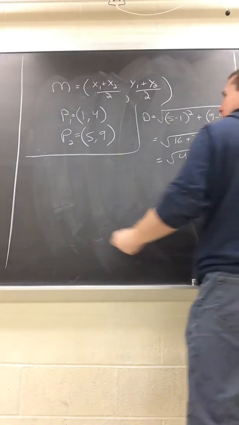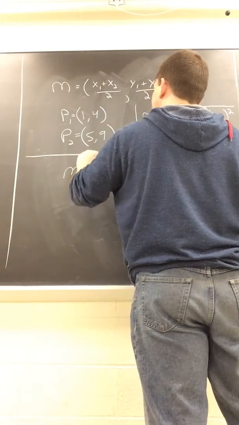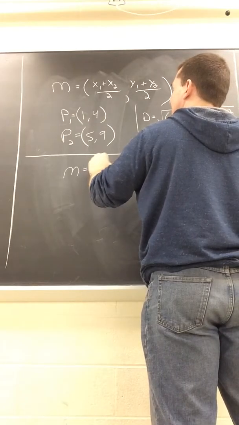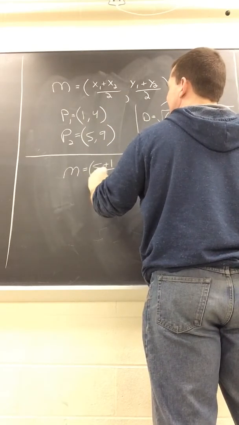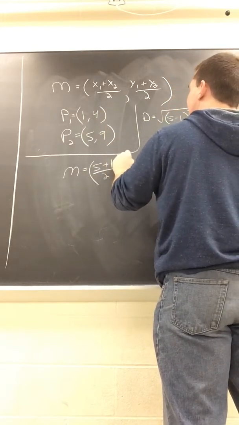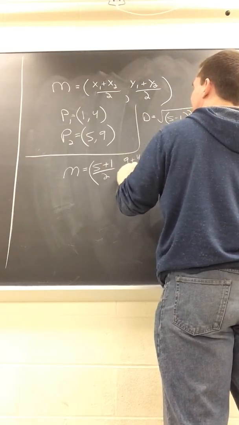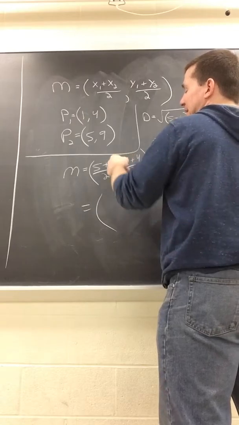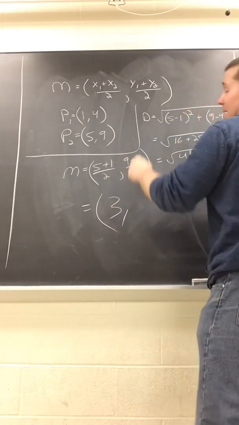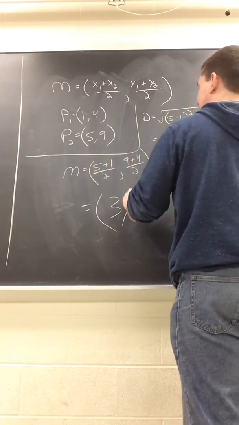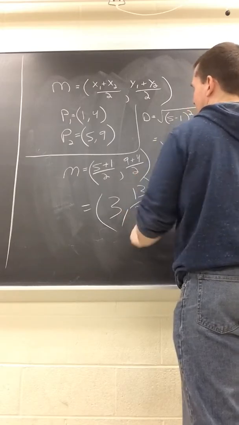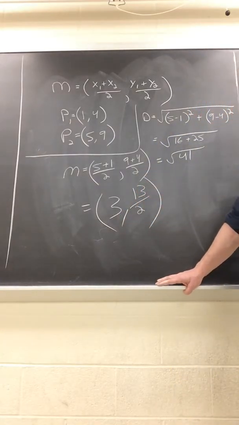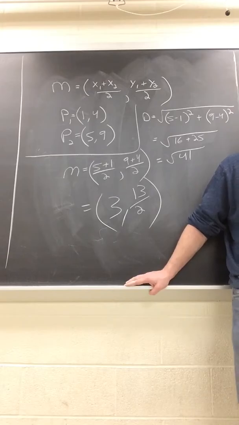Now find the midpoint. The midpoint is the average. Add up the x's, 5 plus 1, and divide by 2. Add up the y's, 9 plus 4, and divide by 2. Then you get 5 plus 1 is 6, 6 over 2 is 3, 9 plus 4 is 13, 13 over 2. Or if you like, 6.5. You can write it either way, I don't really care.